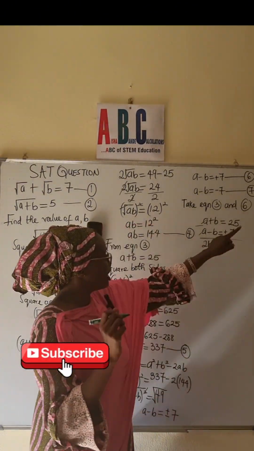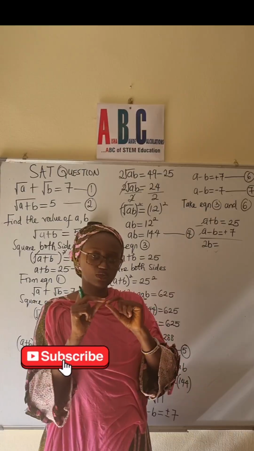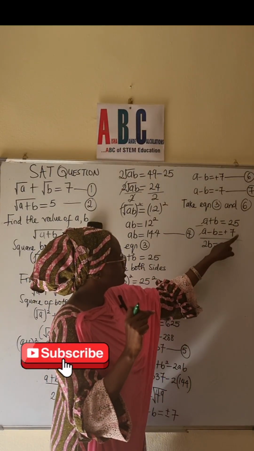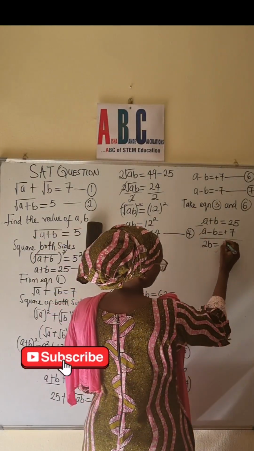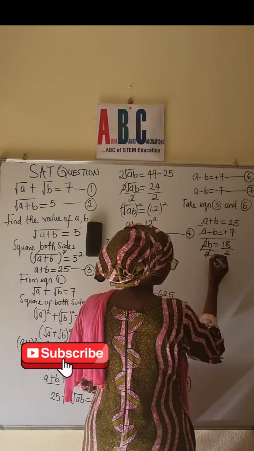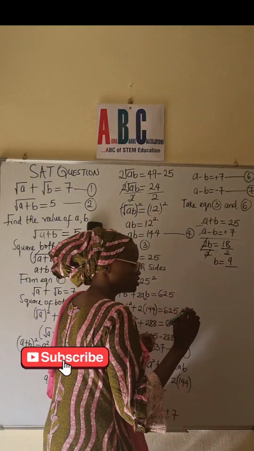So this is equal to 25 minus plus 7. Minus times plus is minus. So 25 minus 7, that's 18. So here we have 18. To get the value of B, we divide both sides by 2. So 2 cancels 2, B is equal to 18 divided by 2, which gives us 9. So the value of B is equal to 9.